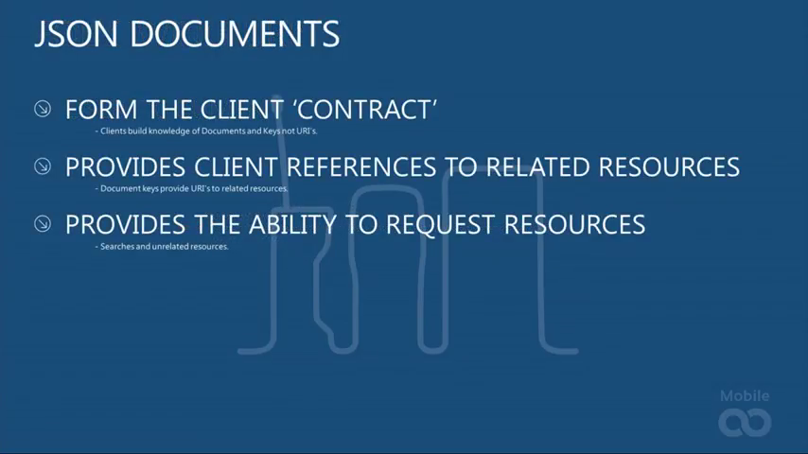So moving on to JSON. Obviously with SOAP-based services, the WSDL defines a contract between the client and the server. With REST-based architecture, the documents basically form the client contract. So when you're developing your client, it is around the knowledge of these documents. So it's referencing keys, not URIs.